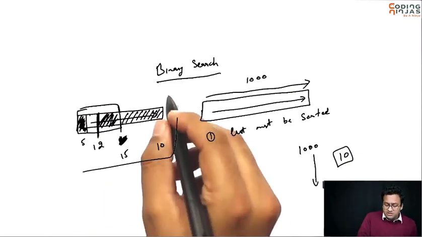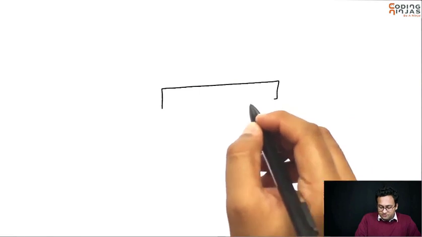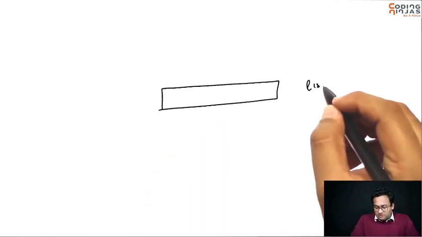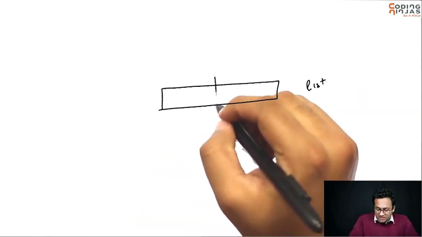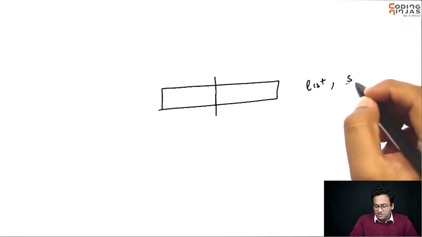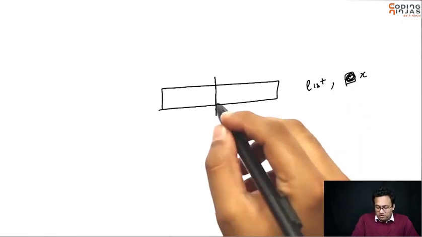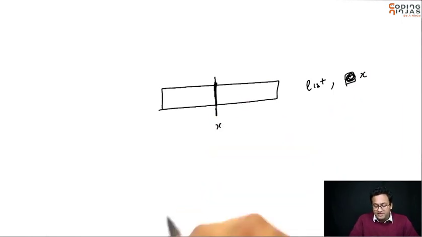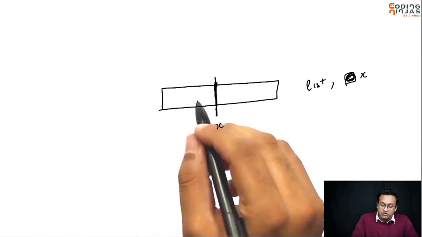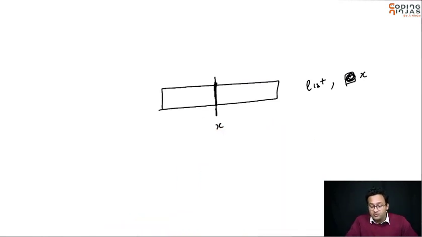So this is how we can use binary search. We could do it iteratively, but in this session we'll be doing it recursively. Okay, so how do we do it? So I have a list. I compare to the middle element. I need to find something, I need to search something. Let's say I need to search for x. So I go to the middle element, I compare it with x, and now I know whether I need to go to the left side or the right side.